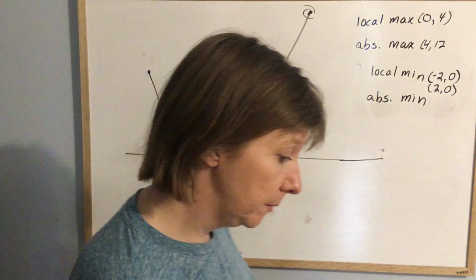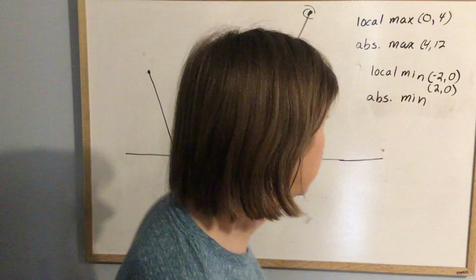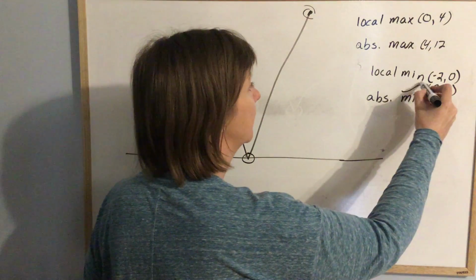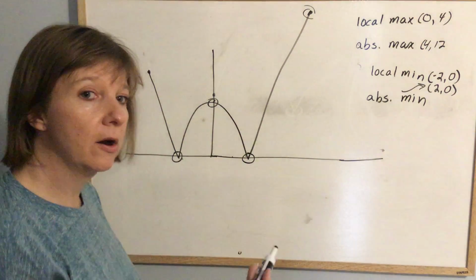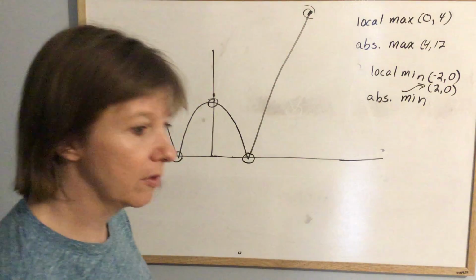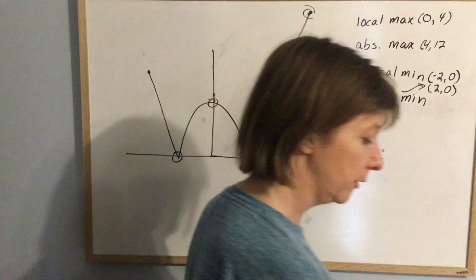Absolute minimums are actually the same. Those 2 points are the places where it is absolutely the lowest that it goes. So there's actually 2 absolute minimums for that.